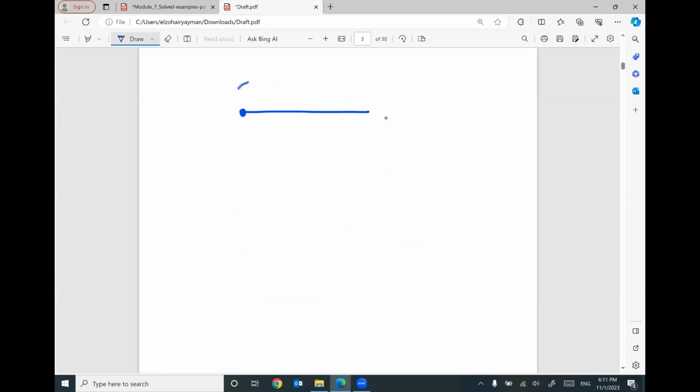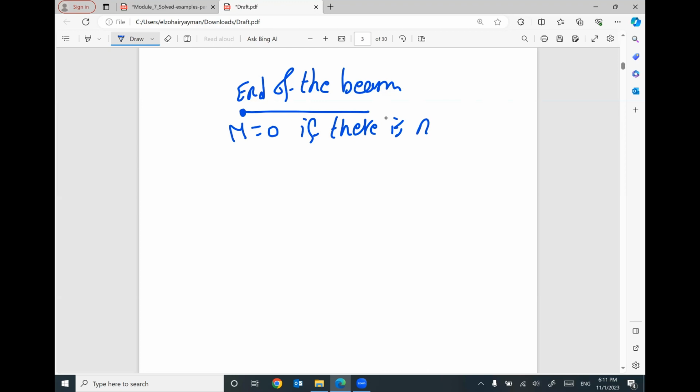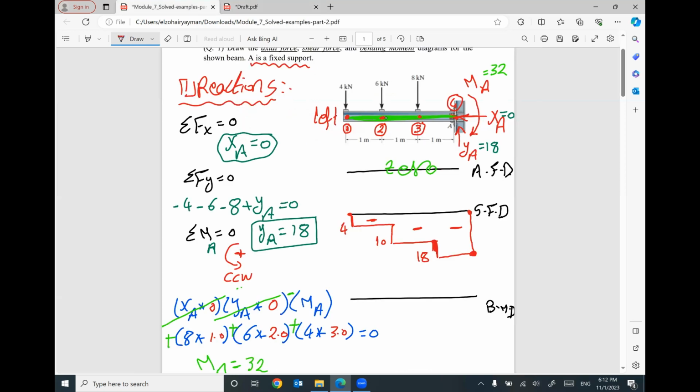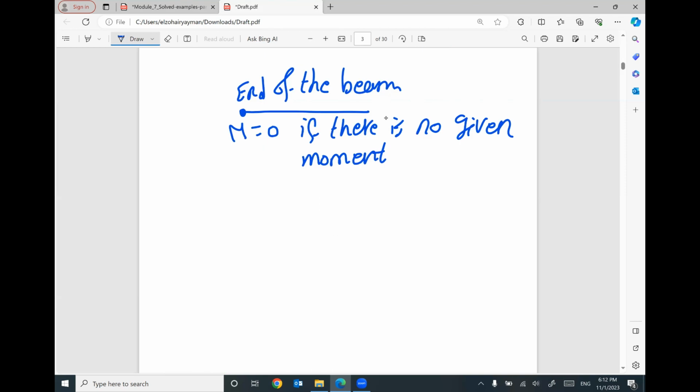At the end of the beam, all the time, your moment equals 0 if there is no given moment. I think this beam, we are not given any moment at the left-hand side at position number 1. The only force we have is 4 kilonewton. It's not a moment. So looks like your value here will be 0. So your value M1 will equal 0.